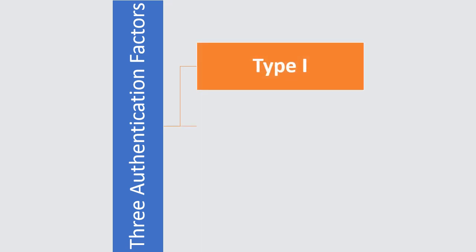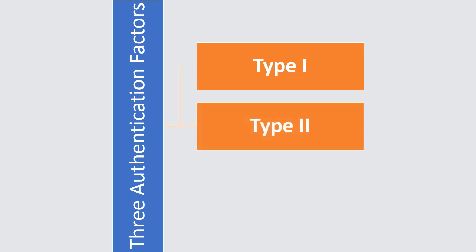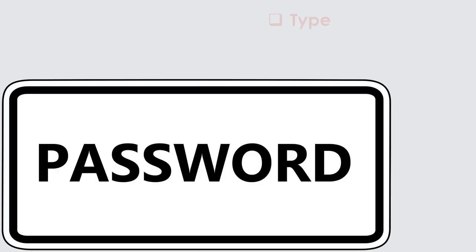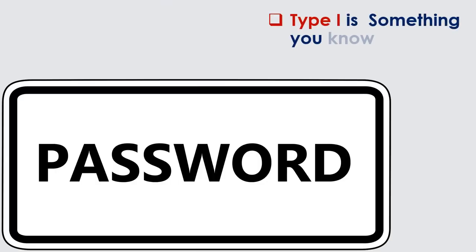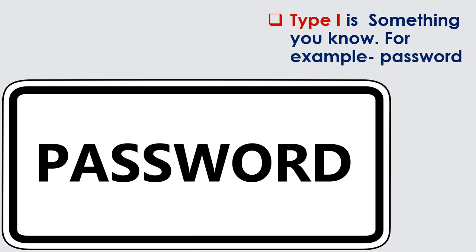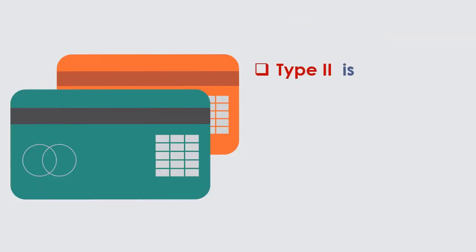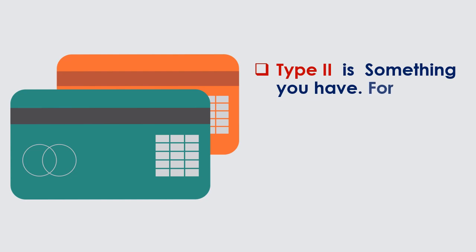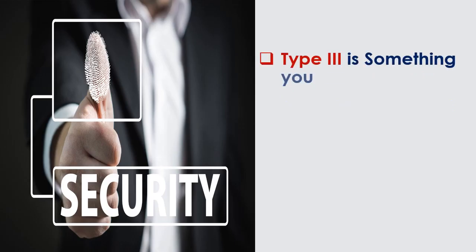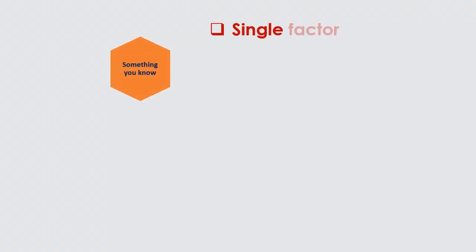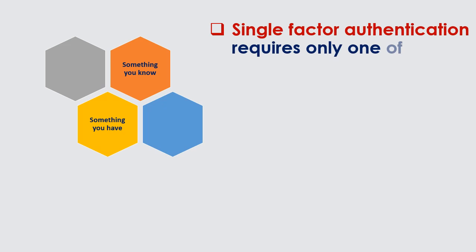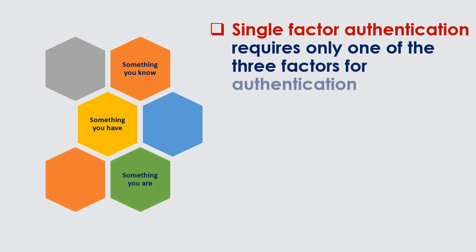Authentication is based on three authentication factors: Type 1, Type 2, Type 3. Type 1 is something you know, for example, password. Type 2 is something you have, for example, smart card. Type 3 is something you are, for example, your fingerprint. Single-factor authentication requires only one of the three factors for authentication.